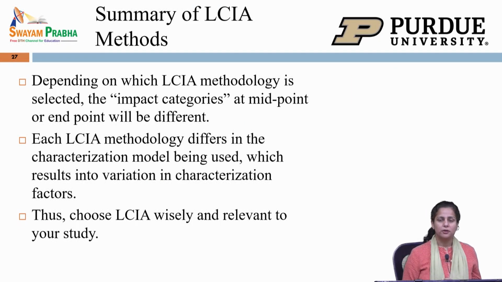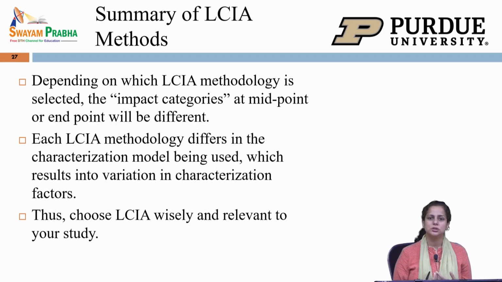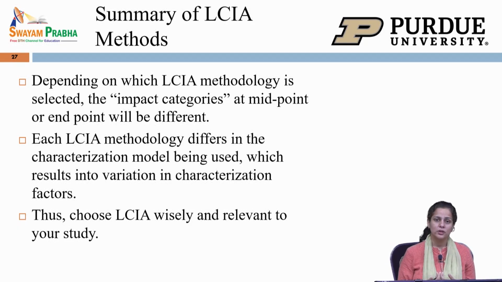So, in summary, for LCIA methods, depending on which LCIA methodology is selected, your impact categories at midpoint or endpoint will be different. Each LCIA methodology differs in the characterization model, which results in variation in characterization factors. So, when you are selecting, you would of course go through the recommendation for picking the best characterization factor for that particular impact category, and so you have to choose your LCIA wisely. Sometimes a LCIA method will have characterization factors for some impact categories which are really good, but some of them are not very well developed. So, in that case, you do have to make a judicious call of which one you are going to pick depending on the goal of your study.